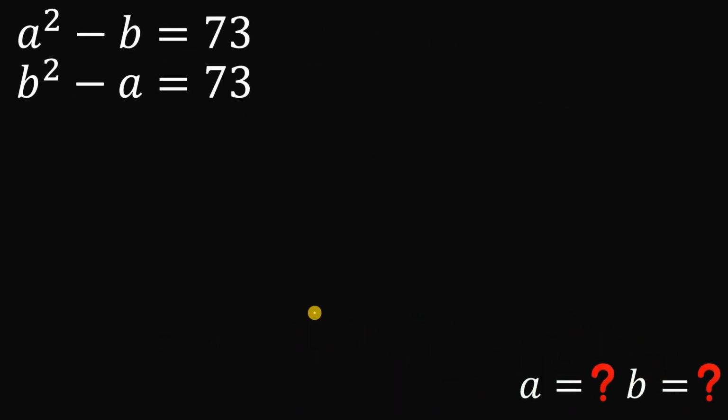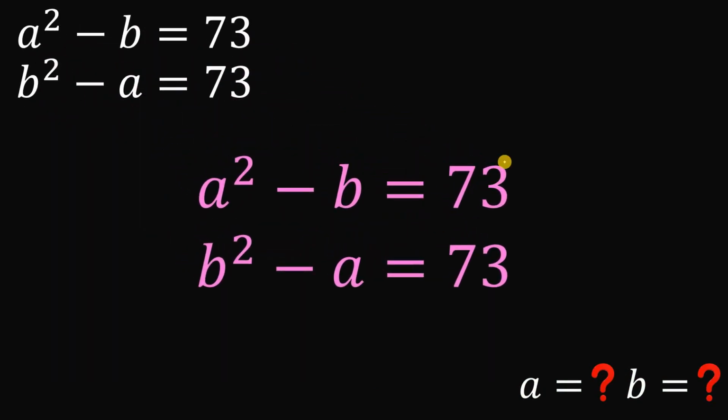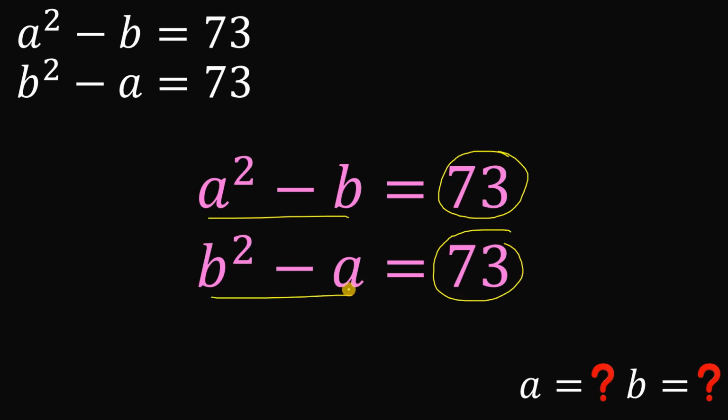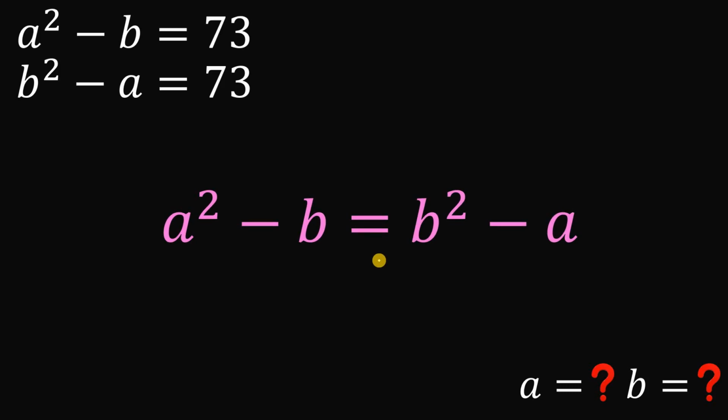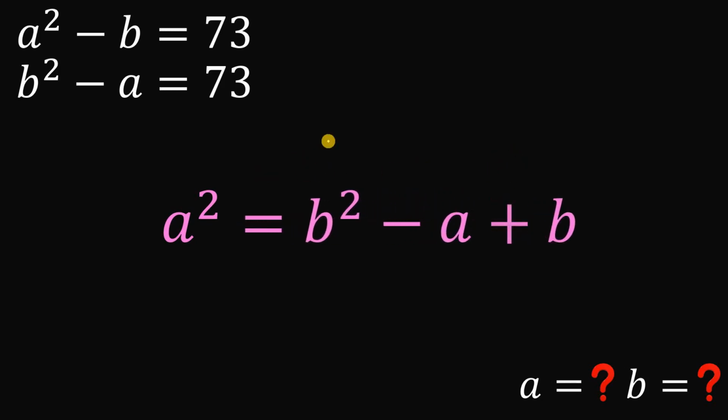Alright, so what we're going to do is to use these two equations to answer this question. And one thing to notice here is they are both equal to 73. Therefore, we can equate a squared minus b and b squared minus a like this, because again, they are both equal to 73. Now, what we're going to do is to add b on both sides. And then let's subtract b squared on both sides. Like this.